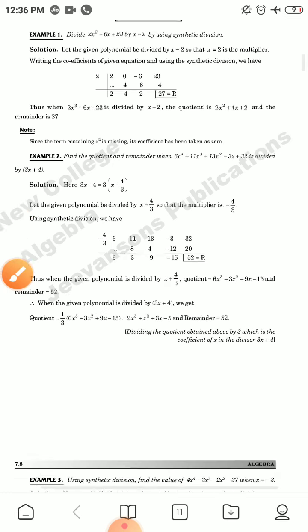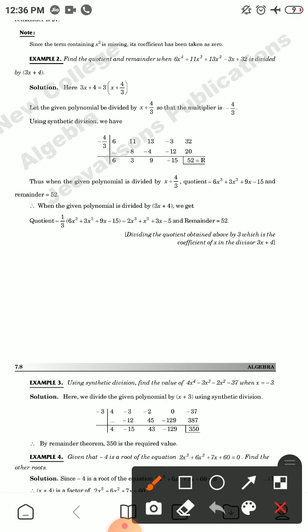Example second: find the quotient and remainder when 6x^4 + 11x^3 + 13x^2 - 3x + 32 is divided by 3x + 4. Here 3x + 4 can be written as 3 into (x + 4/3). Let the given polynomial be divided by x + 4/3, so that the multiplier is -4/3. Using synthetic division, we have -4/3 as the multiplier.